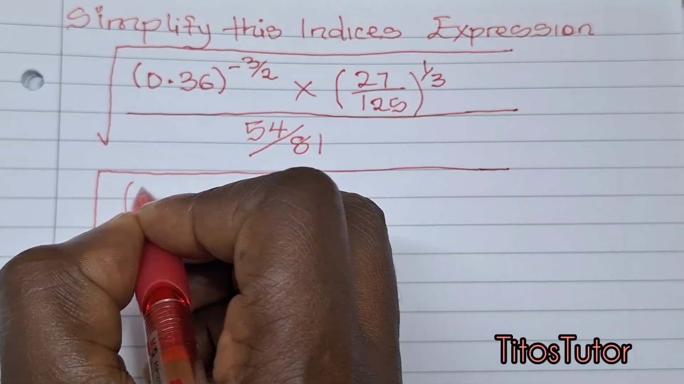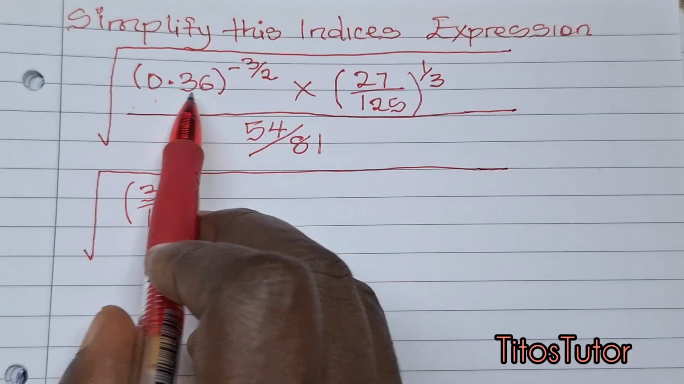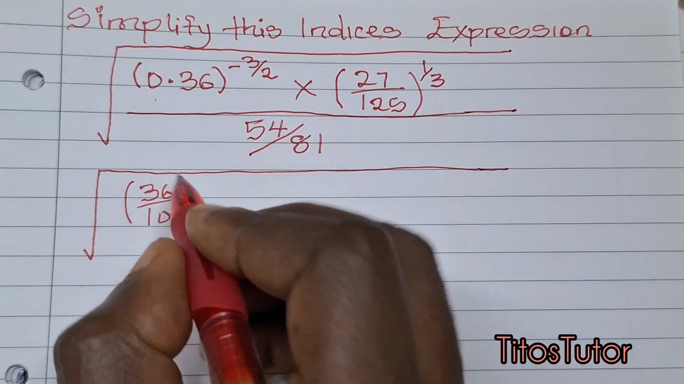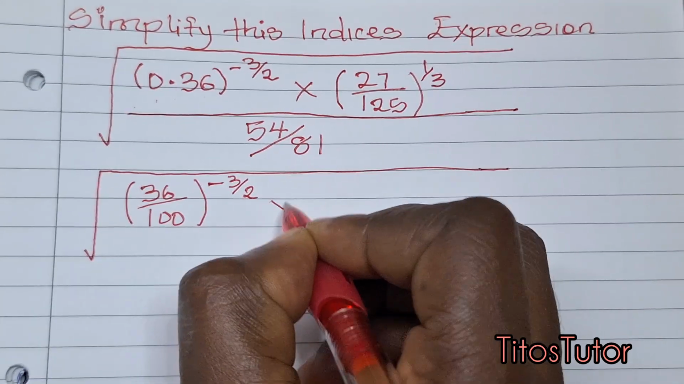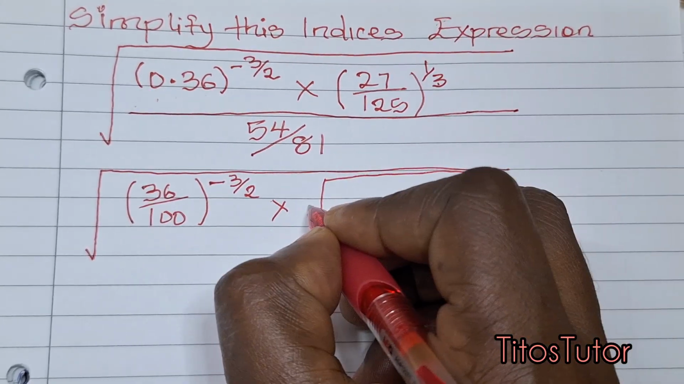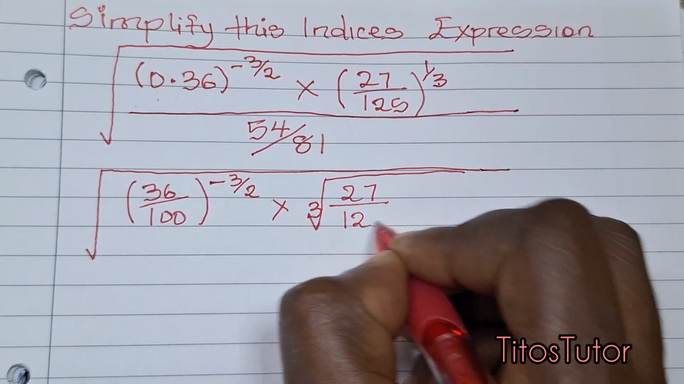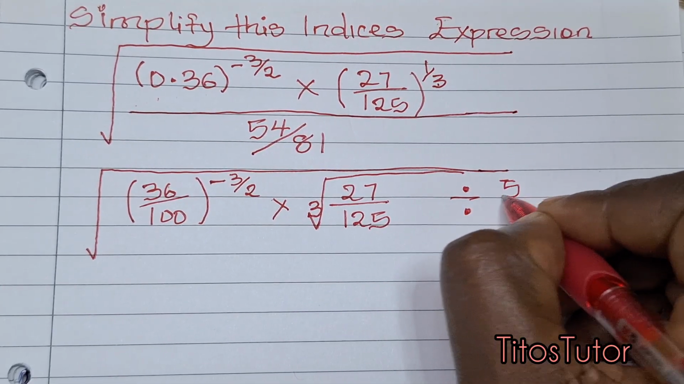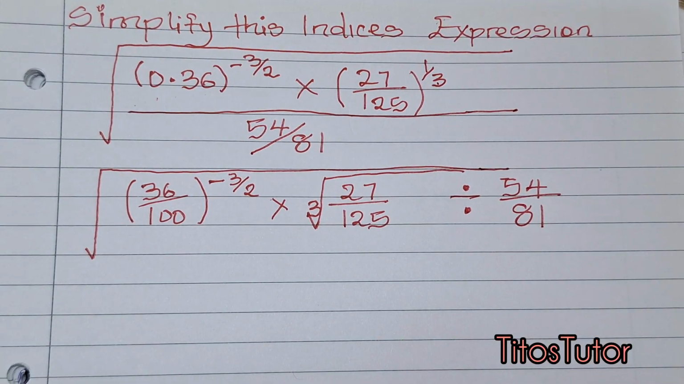So I start with this. This is 36 over 100 because 0.36 has two decimal places, so the denominator is going to have 1 with 2 zeros. Okay. And it is raised to the power of negative 3 over 2, multiplied by the cube root of 27 over 125. I'm going to divide all of that by 54 over 81. Step 1 done.